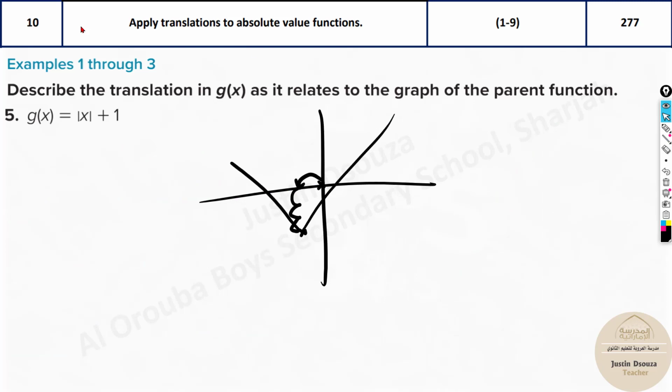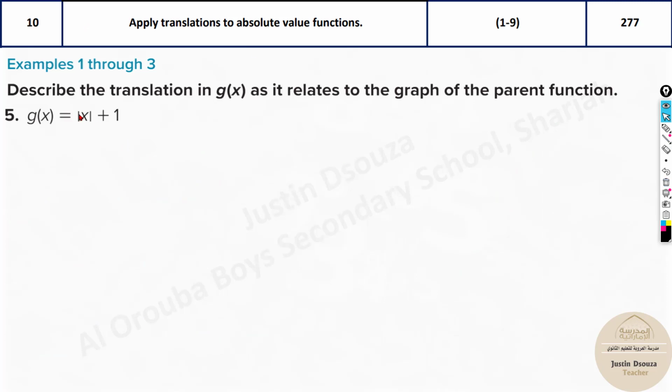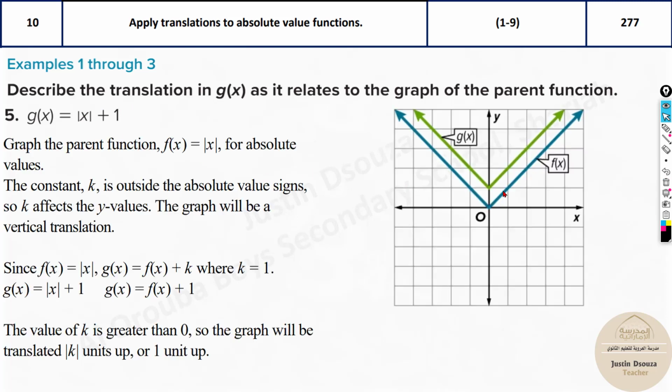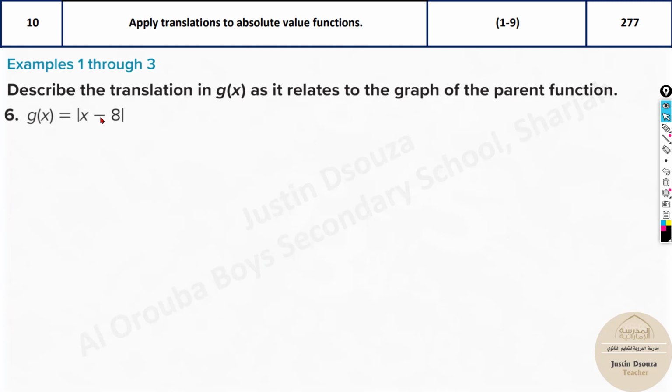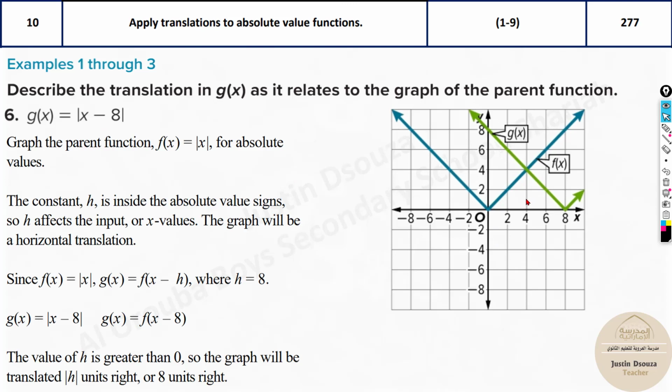Here directly only 1 unit up. There is no horizontal translation, only vertical translation. So you can see it's only 1 unit up. That's it. And here we go. It is minus 8, so it's just 8 units down. Oh, sorry, I nearly got confused. Here, look, it's inside the modulus symbol. So it will be x equals positive 8. So this is positive 8, the vertex.